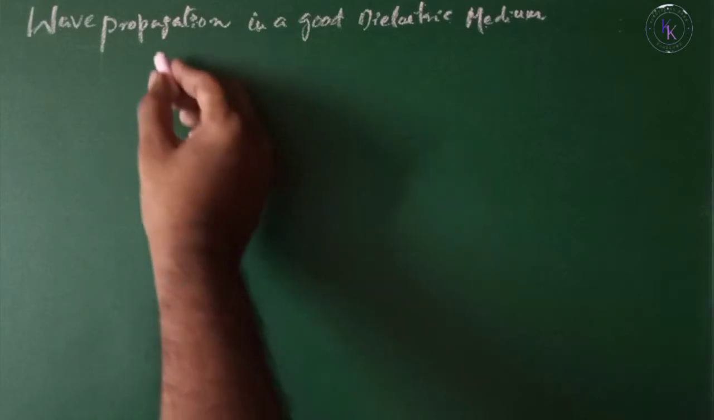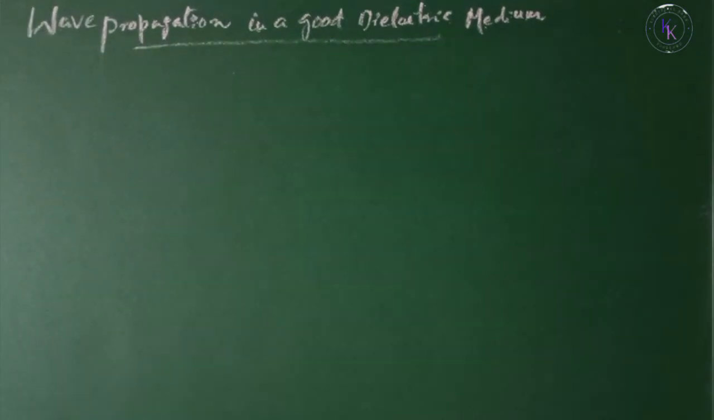Wave propagation in good dielectric medium. A good dielectric medium can be considered as a low loss medium, since there is some power loss during the wave propagation. Let us try to obtain the expressions for gamma, alpha, beta and V for such a lossy medium.